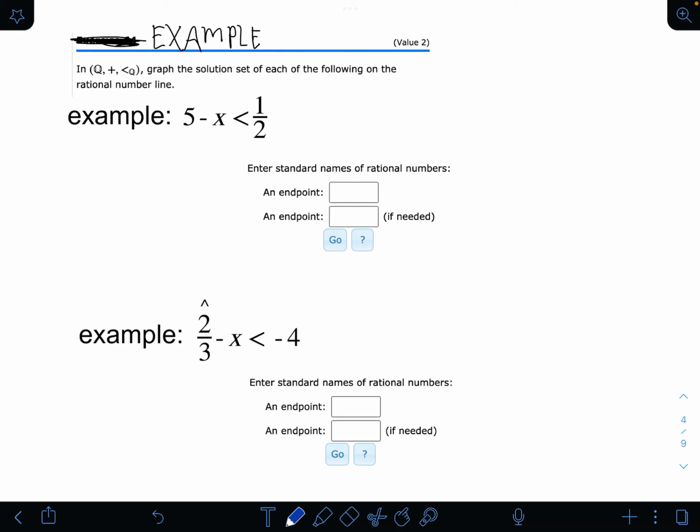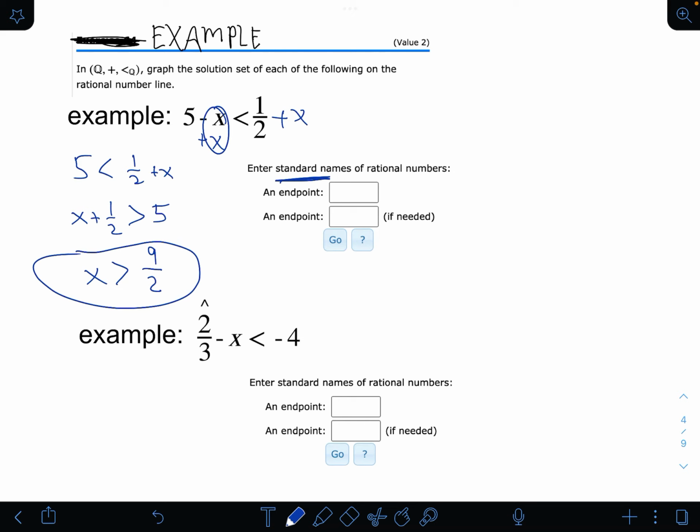5 minus x is less than 1/2. Fine. I'll add x to both sides, make that go poof. Now that I've got 5 is less than 1/2 plus x, I can turn this around and say x plus 1/2 is greater than 5. That's valid. And if I subtract a half off both sides, I get x is greater than 4.5, or 9/2. We'll put 9/2 here because it does say enter standard names of rational numbers.